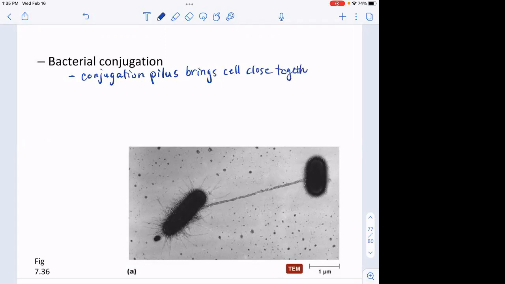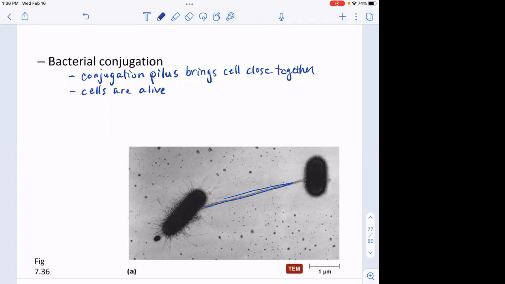Okay. A pore opens up. You'll see that better on the next slide. And then the DNA can be transferred. So we thought originally that the DNA transferred through this pilus. I don't think that's the case. It's just a mechanism to bring the cells closer together. Both cells are alive.